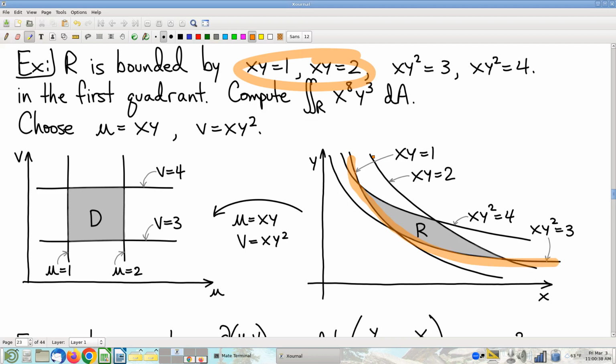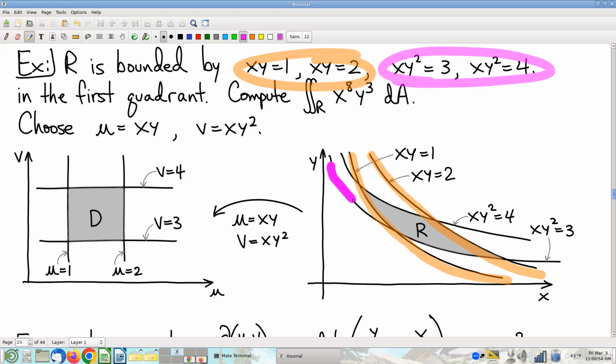And xy equals 2. Wait, am I? I keep missing. Sorry. xy equals 1. Keep me honest. And xy equals 2. There we go. And then these two equations, xy squared equals 3, and xy squared equals 4. So 4 equations there, and there is a unique region bounded, in the first quadrant, by these 4 curves. And let's suppose that's our domain.